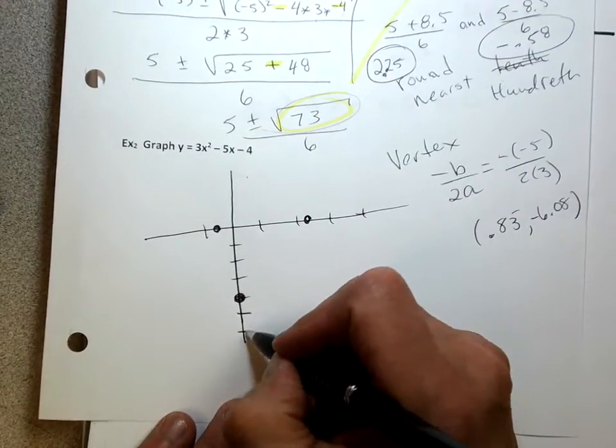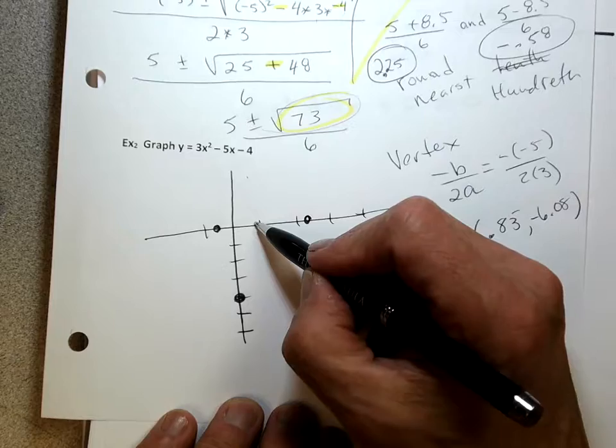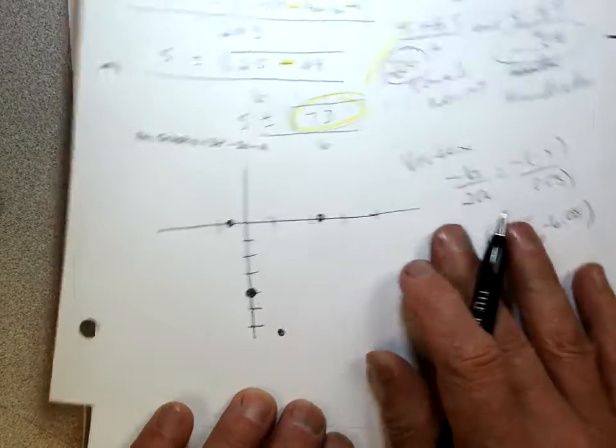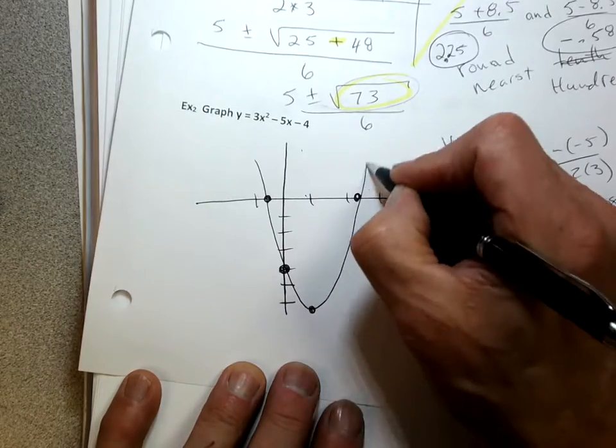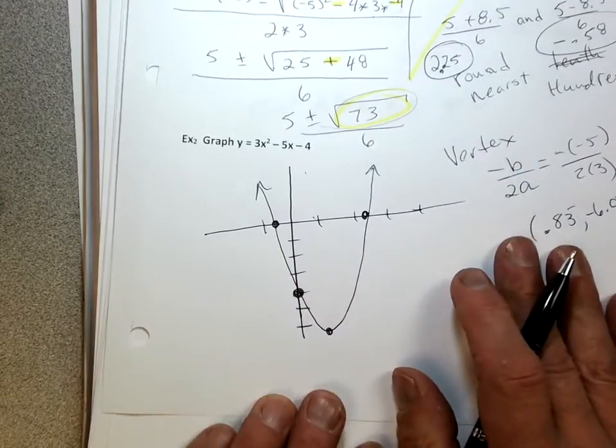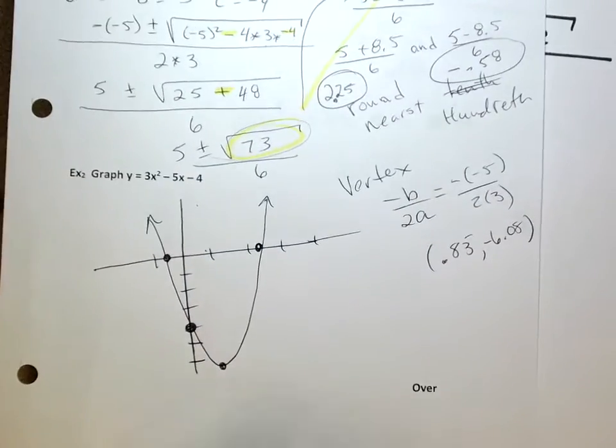So I could go and have a 0.83, 6.08 is down here, and then I can just connect my dots. So, Lana, I'm going to go back and answer your question. What do we find? What are these numbers? Well, they turned out to be the zeros. On a graph, they're the x-intercepts, okay? Now, they aren't very nice numbers, are they?